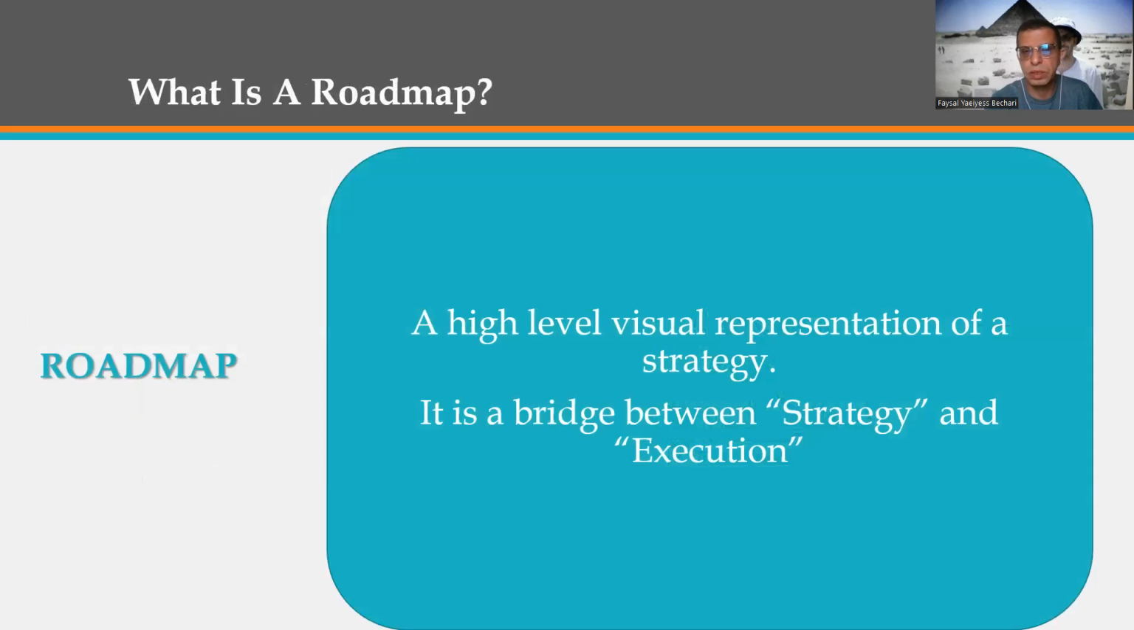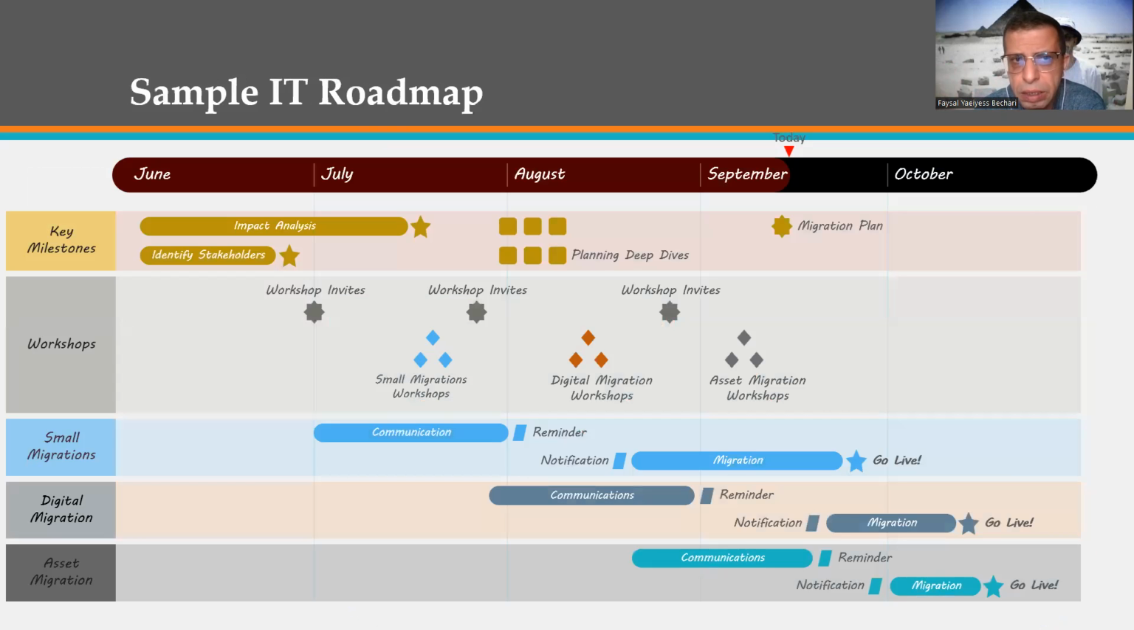Now, what is a roadmap then? A roadmap is a high-level visual representation of a strategy. It's a bridge between the strategy and the execution because it's showing you the roadmap. And this is an example of an IT roadmap. We'll look at it and explain it.